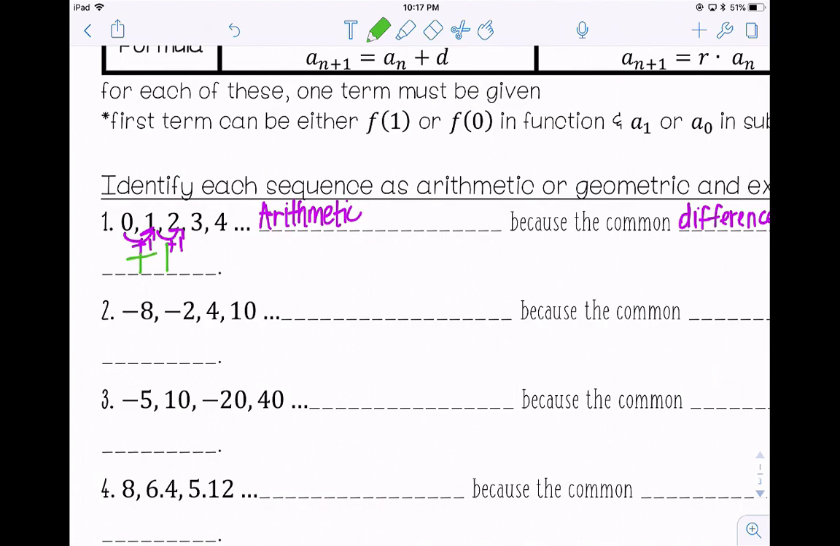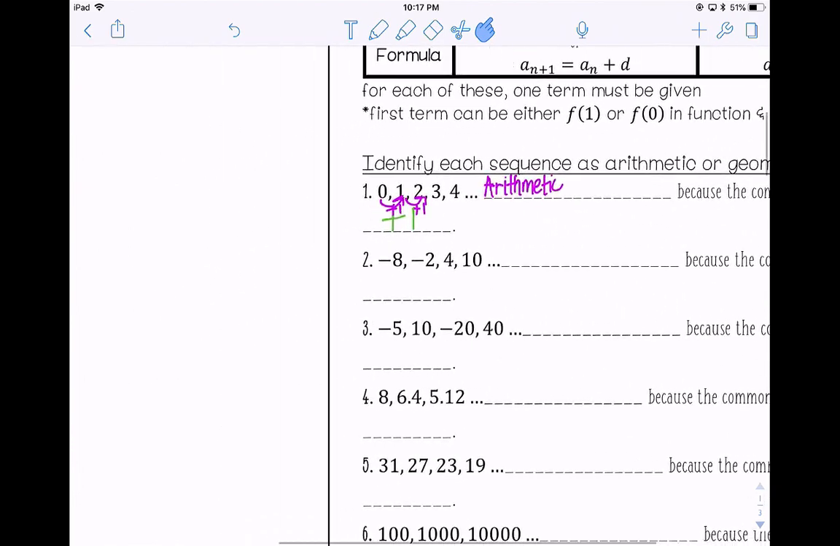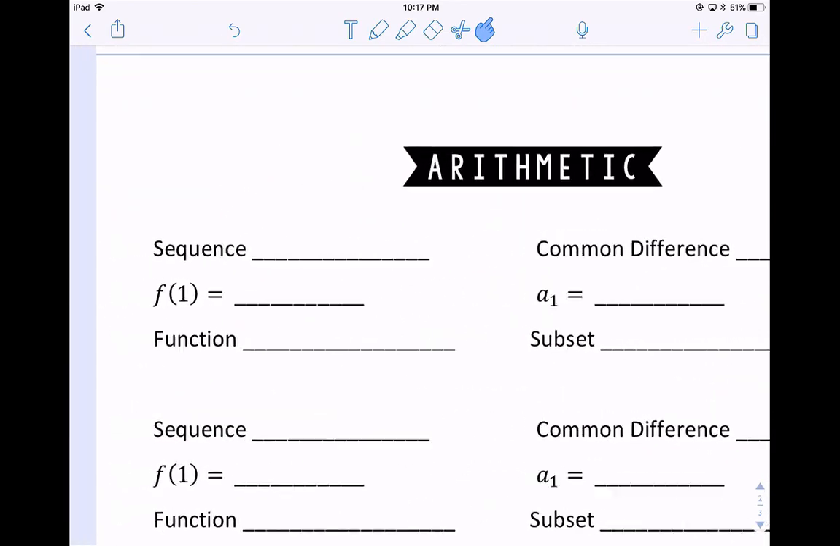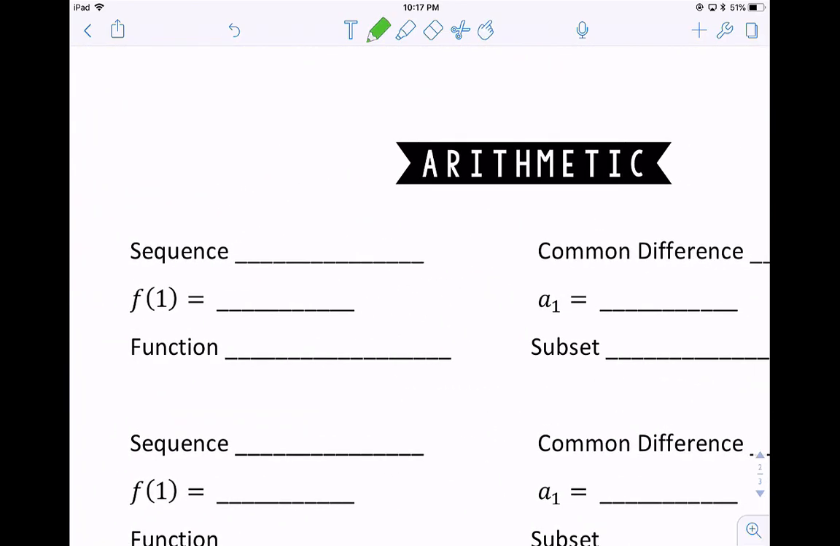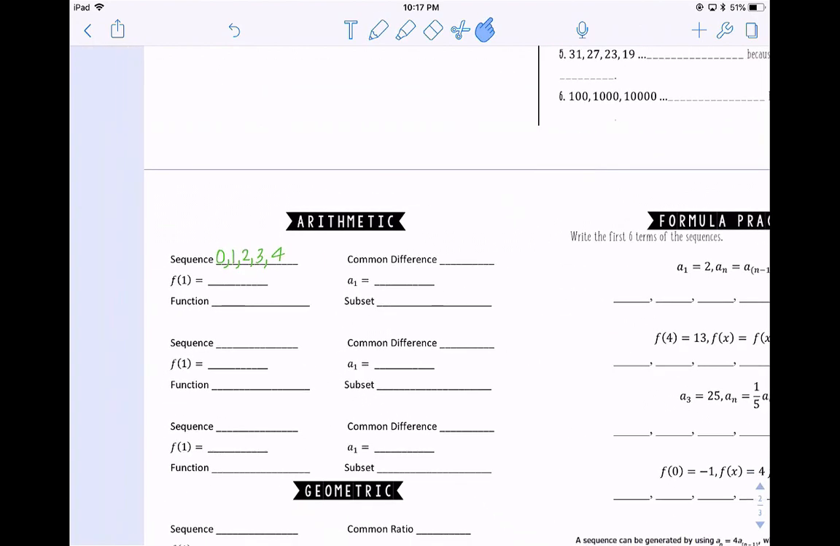Okay, so what I'm going to do is take that sequence 0, 1, 2, 3, 4, and put it in the arithmetic section on the next page. So 0, 1, 2, 3, 4 is going to be my first arithmetic sequence. So over here, I'm going to write that in this spot, 0, 1, 2, 3, 4. Okay. All right, and then I'm going to go back, and we'll come back to that here in just a minute.